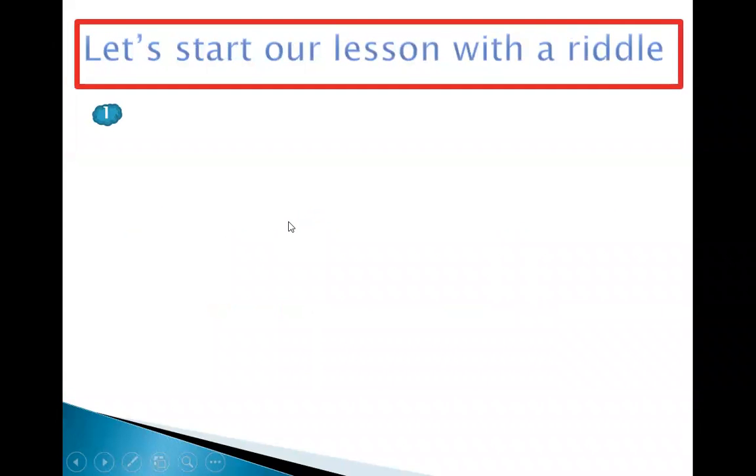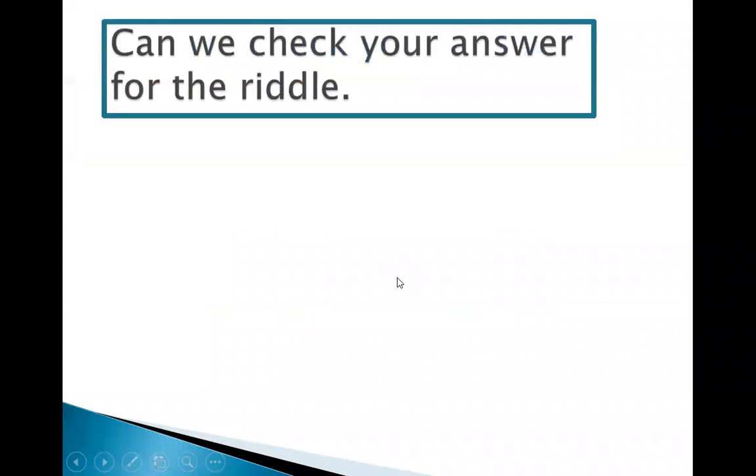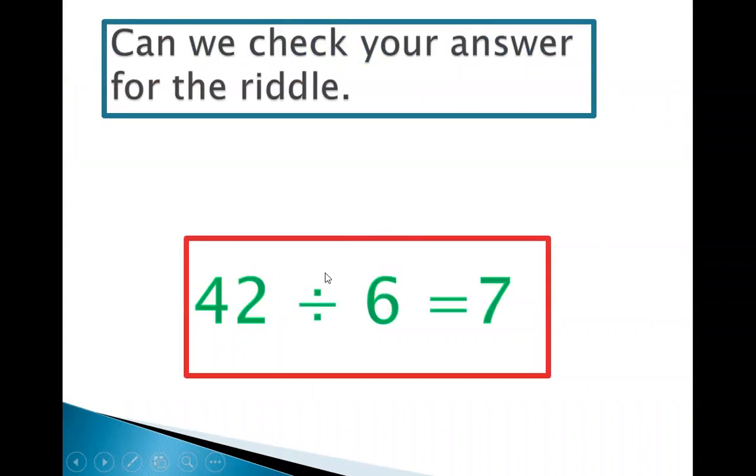Let's start our lesson with a riddle. Divide 42 by this number and you will get 7. You have to guess the number. Can we check your answer for the riddle? 42 divided by 6 equals 7. So your answer was 6.